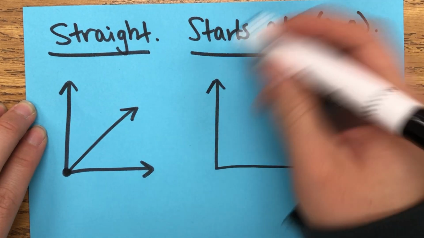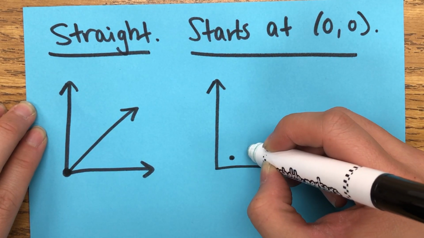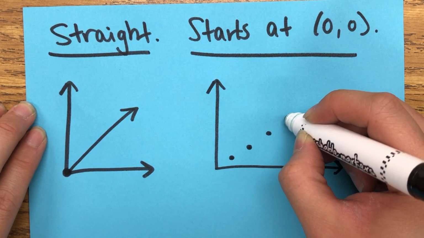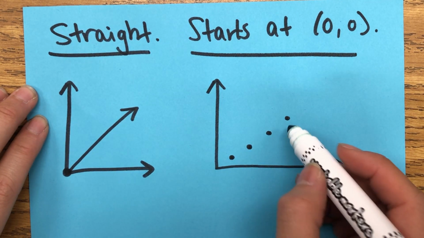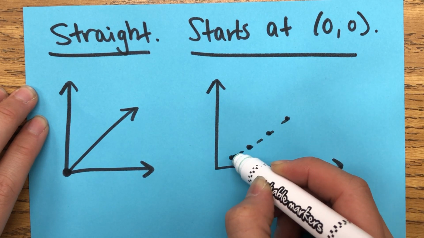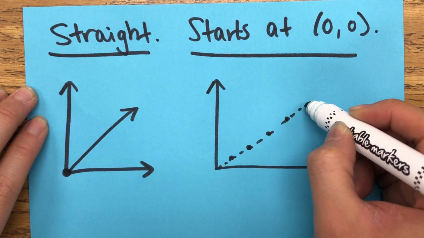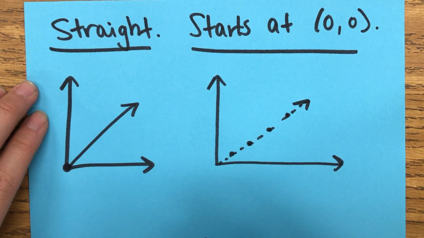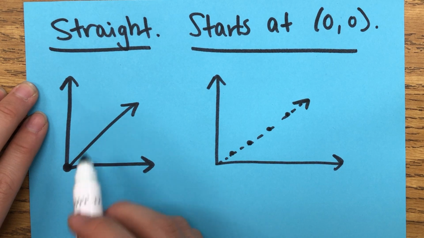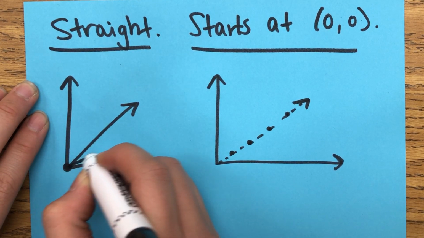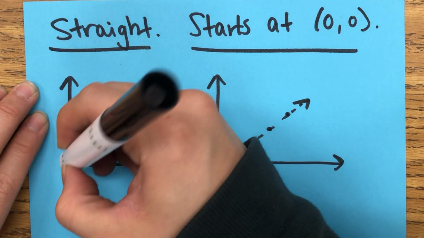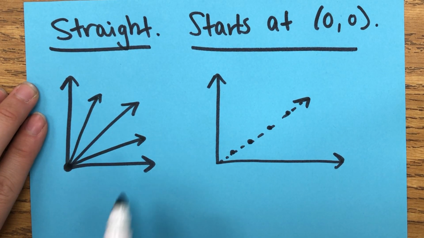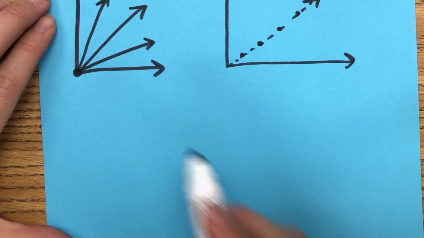Let's do another one. How about this? Well, if I were to draw a line to connect my points, it would be straight and it would start at 0, 0, so that one is also proportional. Now, it doesn't matter how steep or how flat your line is. It could be this, for example. That's also proportional. It could be this, super steep, for example, but they all start at this 0 and they are all straight, so it is proportional.